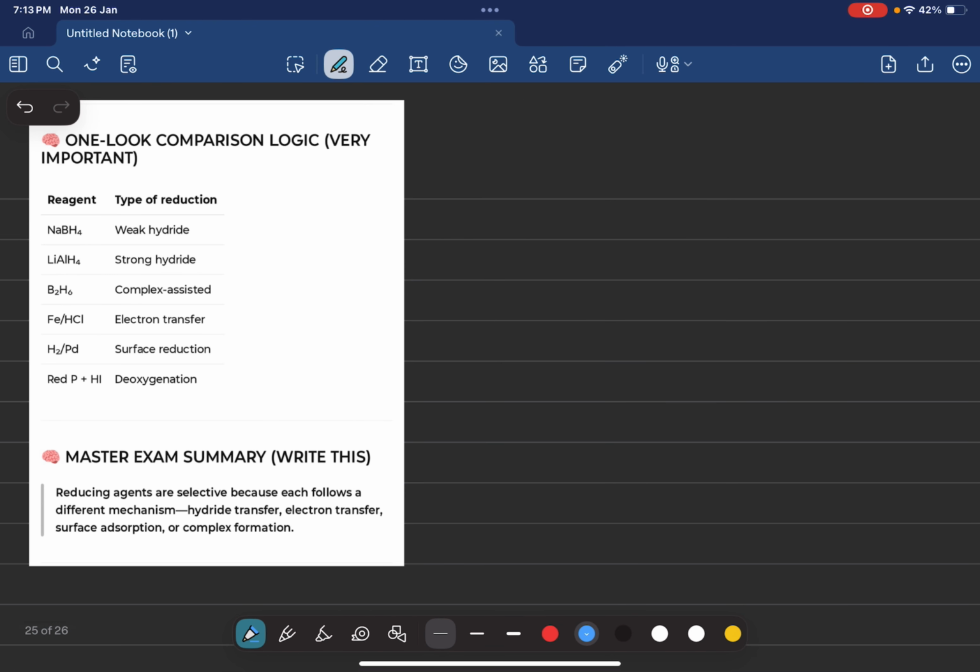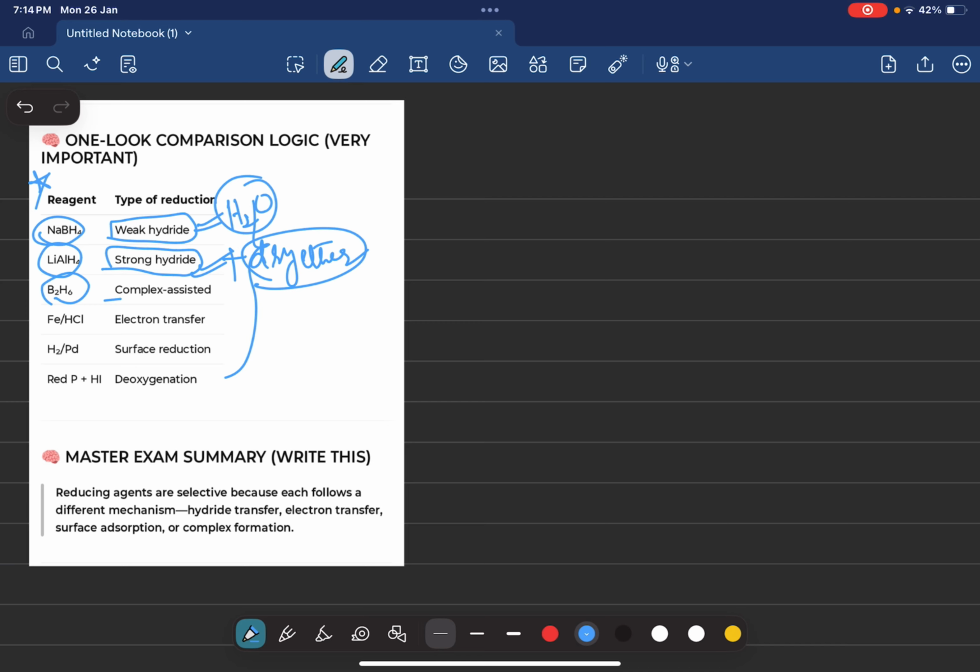And overall, what is the conclusion, students? The main point is very important. NaBH4 is a weak hydride, meaning H minus weakly comes out from this. LiAlH4 is a strong hydride producer, so it can reduce everything except non-polar alkenes. And NaBH4 reduces aldehydes, ketones and acid chlorides also. One more important thing to understand is that here H2O or polar solvents are required, and here dry ether or non-polar solvents are required. B2H6 forms an acid-base complex. This reduces acids or acid chlorides due to acid-base complex formation.